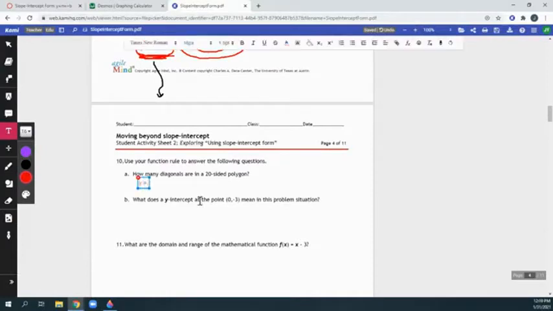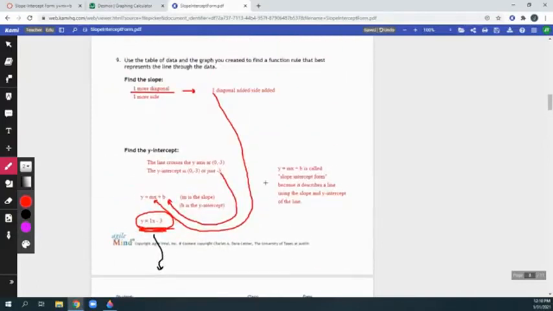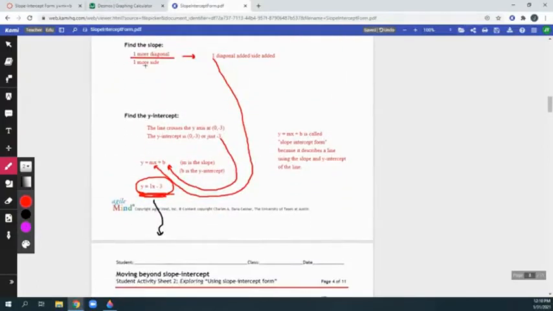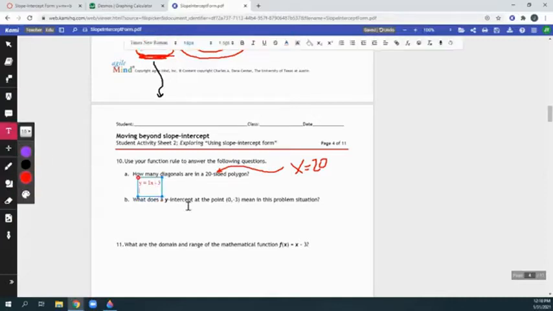Y equals 1x minus 3. What does that mean? Well, 20 is x. So remember, x equals 20, because we said way up there, x is sides. X keeps track of how many sides there are on my shape, and this shape has 20 sides. So x is 20. So that's going to be y equals 1 times 20. That means y equals, well, 1 times 20 is 20, minus 3 is 17.